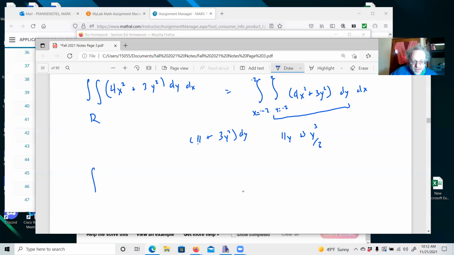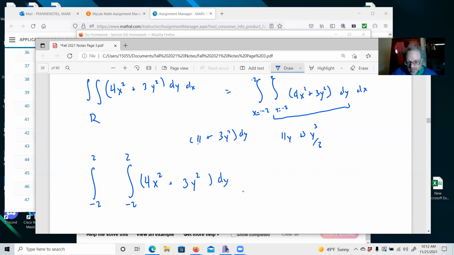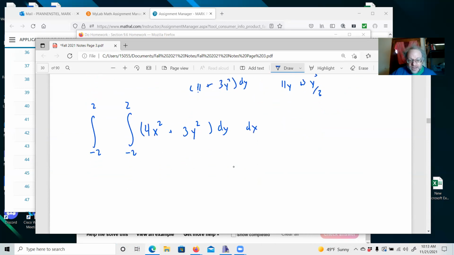So we have the integral from -2 to 2, the integral from -2 to 2, of 4x squared plus 3y squared dy dx. Let's go ahead and integrate. This is going to be 4x squared, over -2 to 2, plus 3y cubed over 3, and we're going to go from y equals -2 to 2. I just talked about that and forgot to write it down.